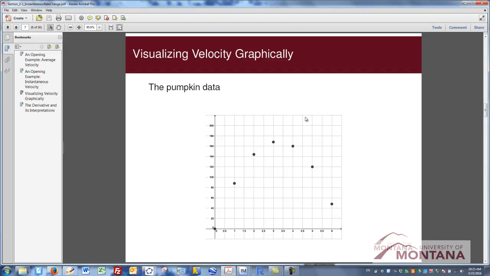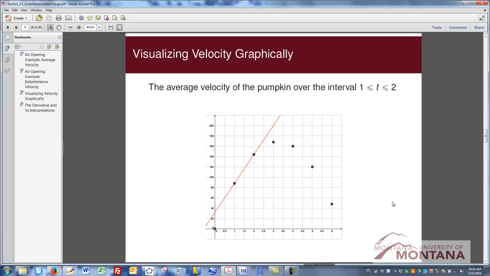So what was it that we did when we computed the average velocity of the pumpkin over the time interval from 0 to 2? Well, literally what we did is we found a change in time from 0 to 2 here, and a change in height from 0 to 144 here, and we divided those two numbers. So we took 144 and we divided it by 2, and we got 72 feet per second. So you should immediately recognize that what we really did is we calculated the slope of the red line for the data given in our example.